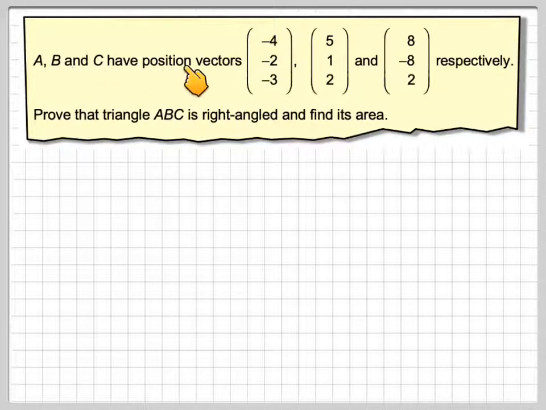A, B, C have position vectors (-4, -2, -3), (5, 1, 2), (8, -8, 2), respectively. Prove that the triangle ABC is right angled and find its area.